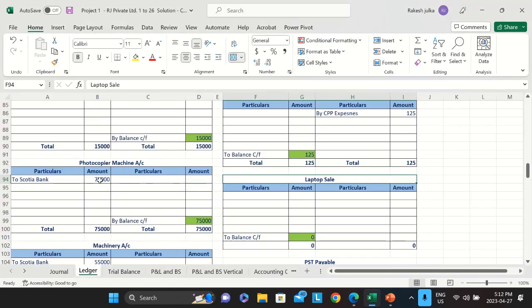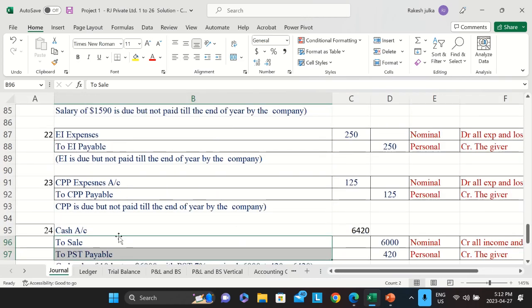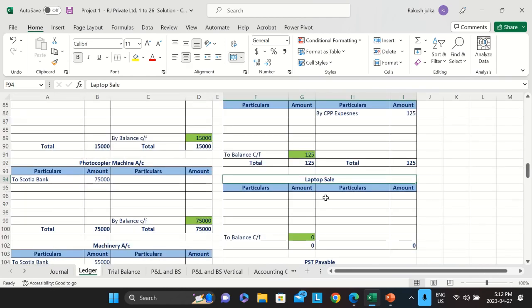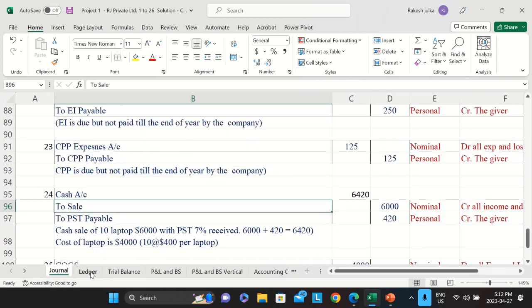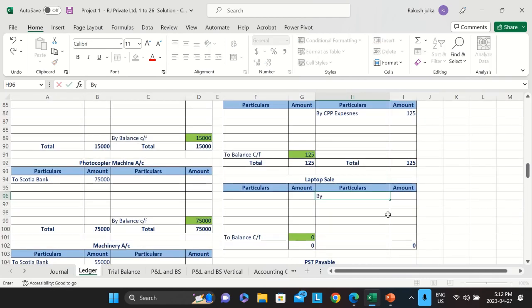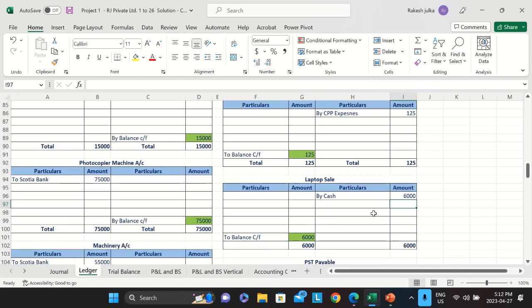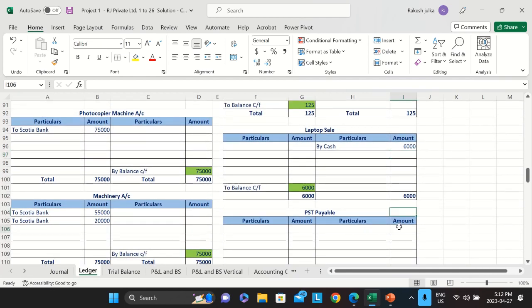Once again, cash account debit to sale. In sale we will write 6,000 and PST payable. This is the laptop sale, so here I have written laptop sale. Here we will write "by cash", $6,000. Next is PST payable, 420.